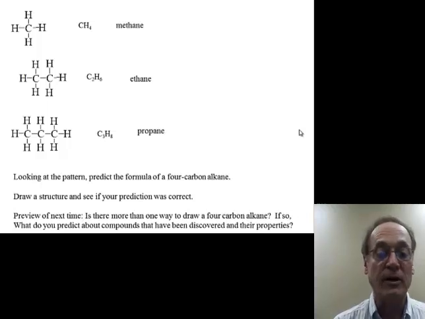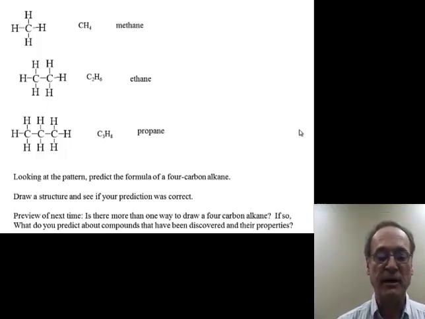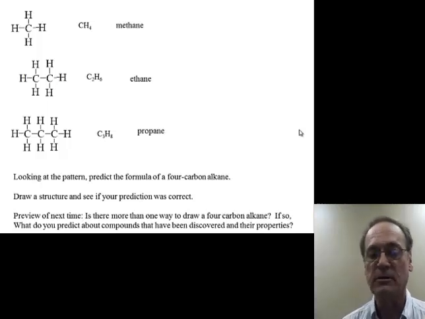Now, preview for next time, is there more than one way to draw a 4-carbon alkane? I think you will find the answer is yes. If so, what do you predict about compounds that have been discovered of the same formula with 4 carbons and however many hydrogens you work out, and their properties? Will each of the different ways you can draw it have the same?